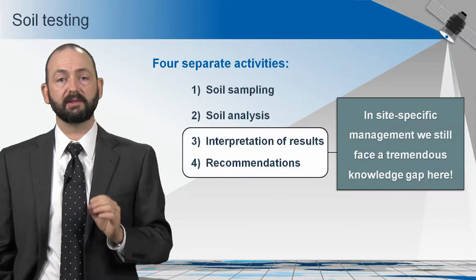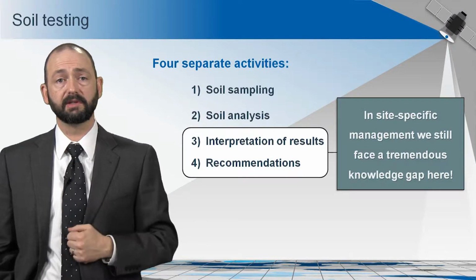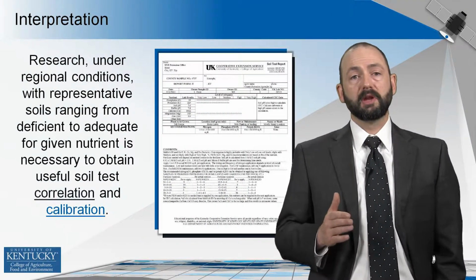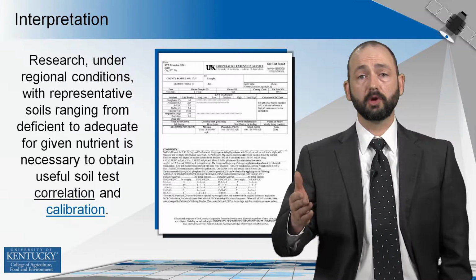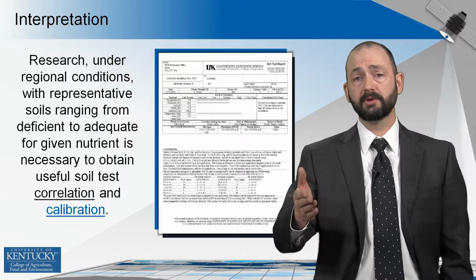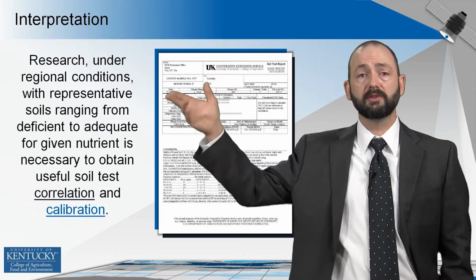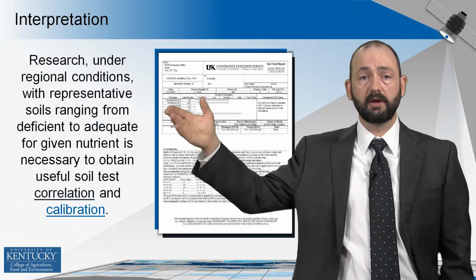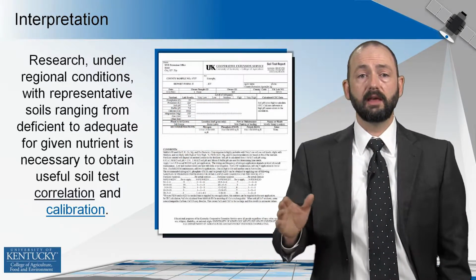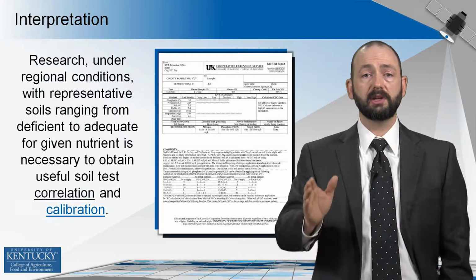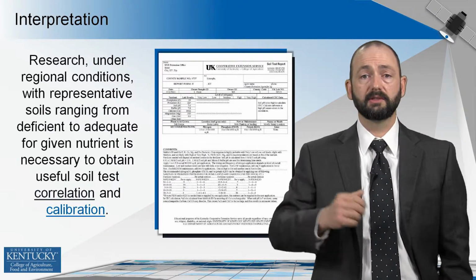knowledge gap we face is in interpretation of the results and the recommendations to achieve those end goals that we discussed. So the interpretation of soil sample analysis, you get that from your laboratory, whether it's your university laboratory or your private laboratory. And the interpretation of those results is based on regional conditions with representative soils ranging from deficient to adequate for a given nutrient. And then we obtain useful soil test correlation and calibration. And this is key to the interpretation of soil test results.